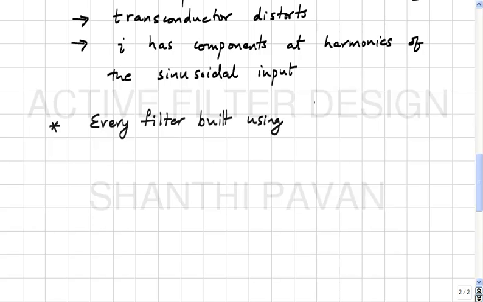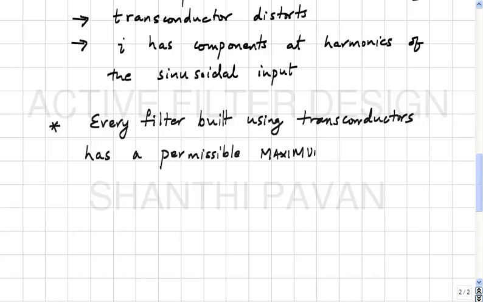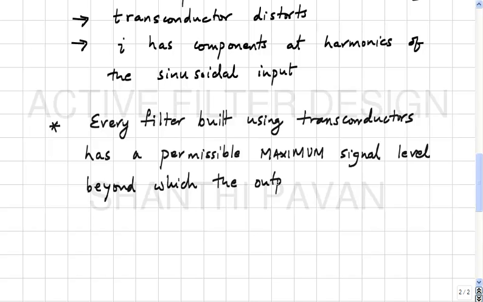So, in other words, every filter built using transconductors has a permissible maximum signal level beyond which the output is severely distorted. Does it make sense? Okay.